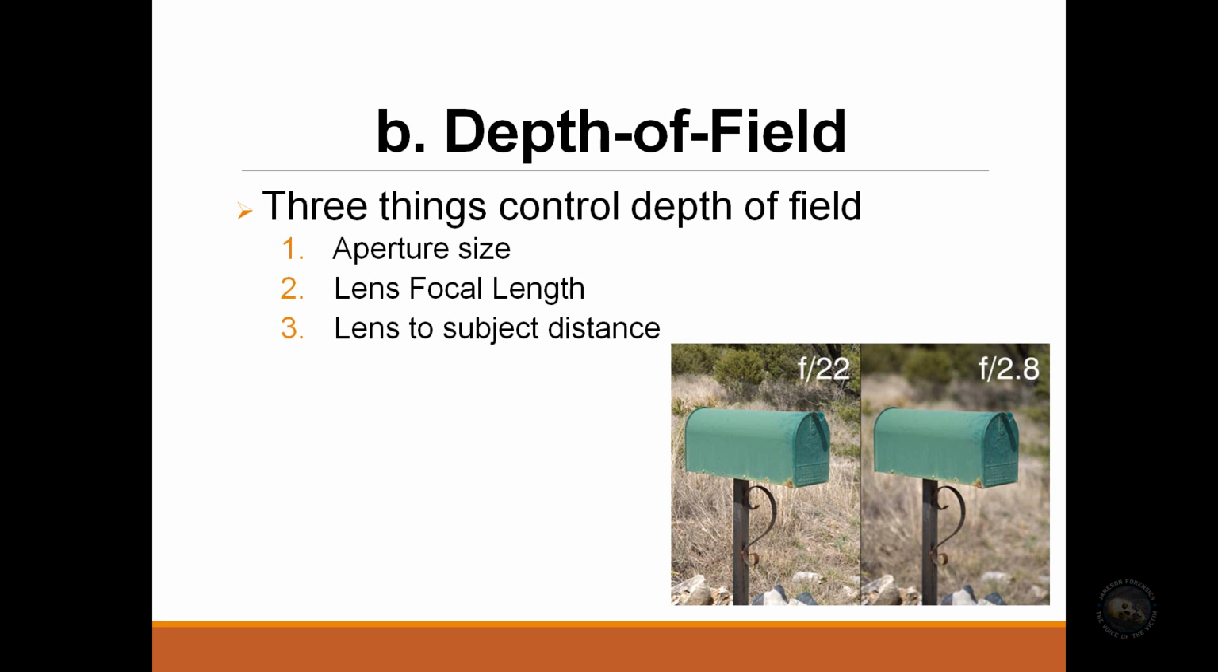And lastly, the third one is lens to subject distance. Distance to a subject refers to the length between the camera and the focus of the image. The closer the camera is to the subject it is focusing on, the narrower the depth of field will be. Inversely, the farther away the subject is from the camera, the wider the depth of field will be.